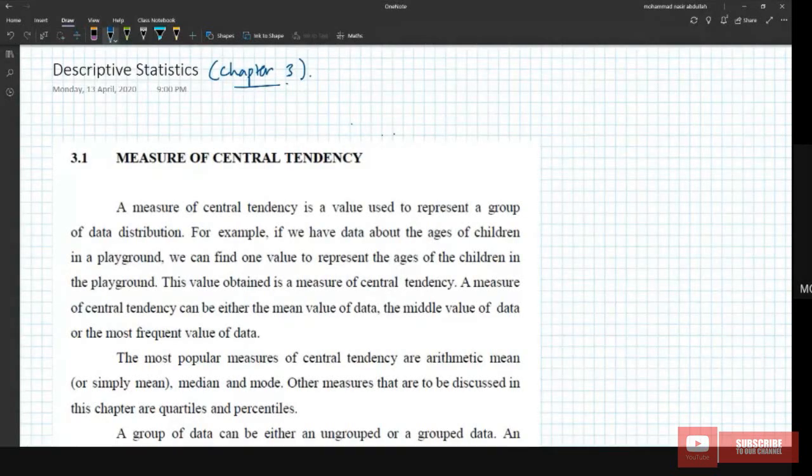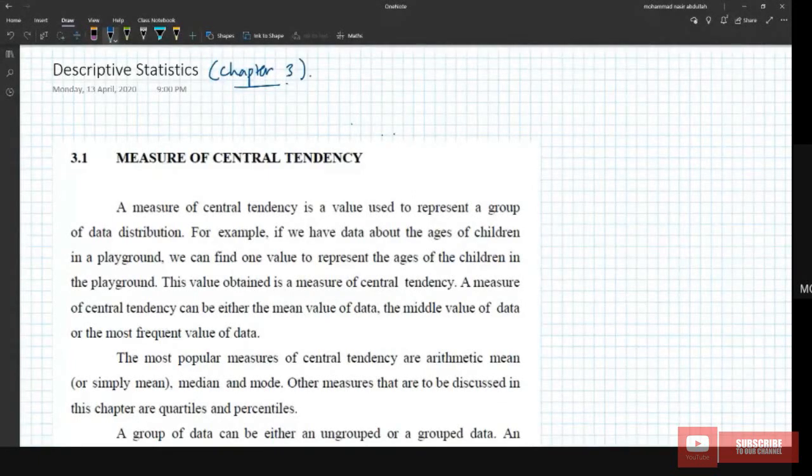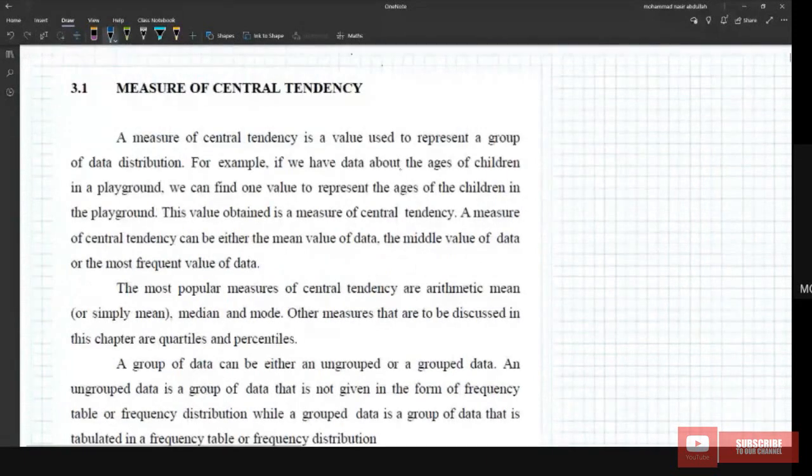Today we're going to learn a new topic, chapter number 3, which is descriptive statistics. In descriptive statistics, we will learn measure of central tendency, measure of dispersion, and skewness. Right. So measure of central tendency is the value used to represent a group of data distribution.